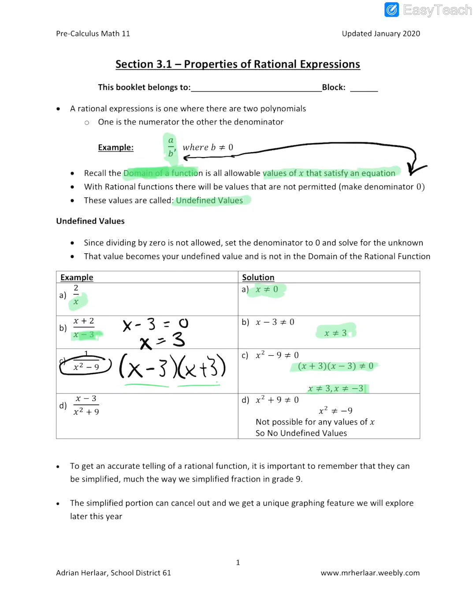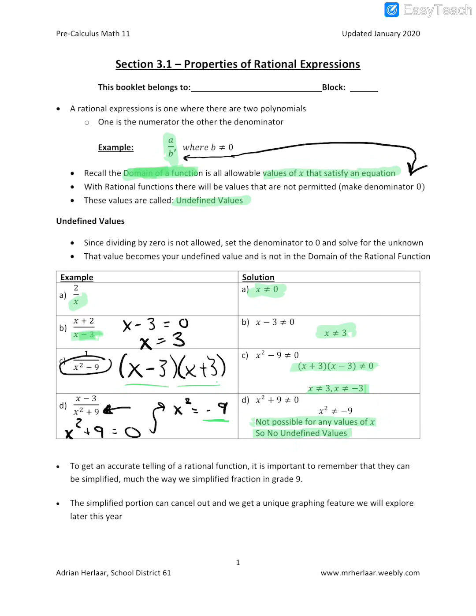Now the last one in the list, I'm hoping is intuitive, but at the same time this is an area where you can get tripped up. You have x squared plus 9 equals 0. Well, if we just do some algebraic manipulation here, you get x squared equals negative 9. Can you have a number and square it and end up with a negative result? Absolutely not. Not possible. So we just say that there are no possible values of x that will make this 0. So there's no undefined values. That rational expression would exist at all points.